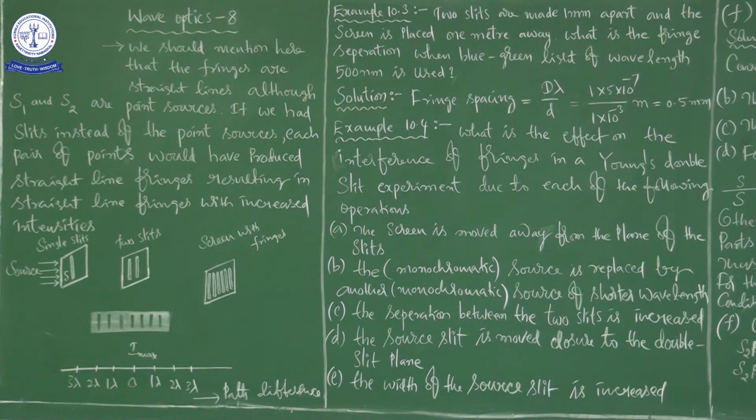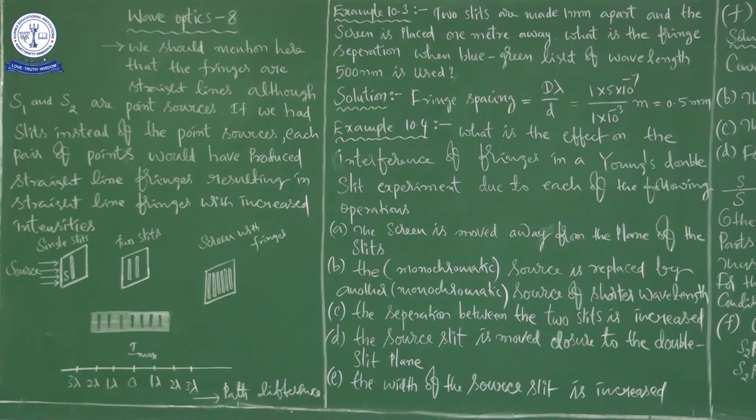Next, C: the separation between the two slits is increased, which means he is increasing small d. So when he is increasing small d also, the separation of the fringes and the angular separation also decrease, same as in B. I will conclude once about B and C.